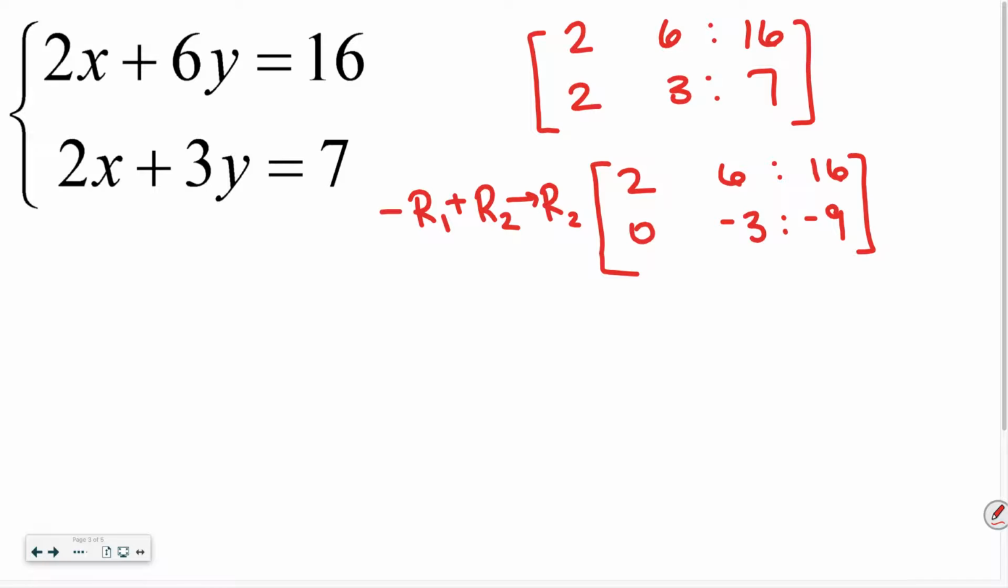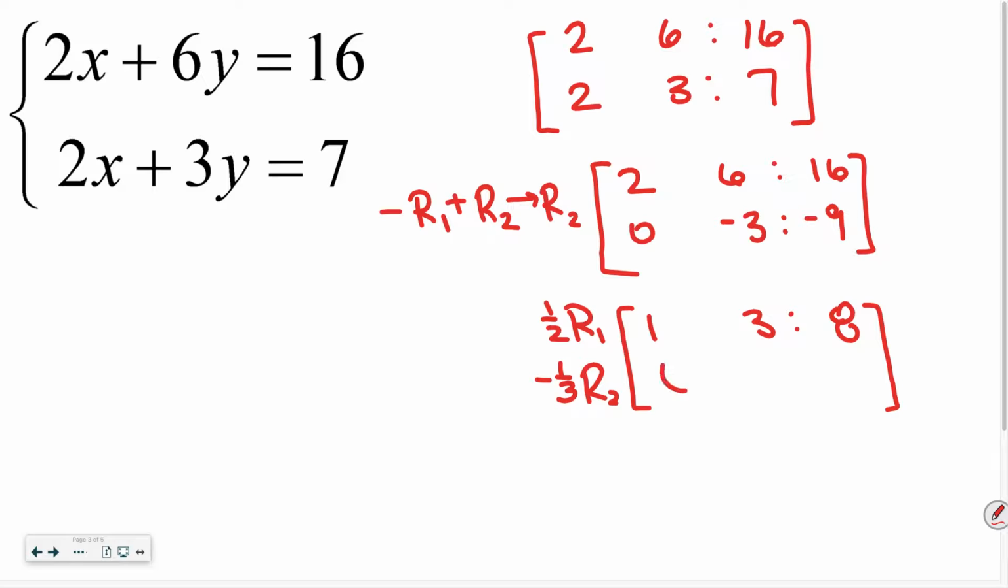Now, in order to get this into row echelon form, we're really close, aren't we? We need that first row to begin with a 1. We need the second row to be 0, 1. So watch this. What would we need to multiply the first row by? Row 1 can be multiplied by 1/2. Do you think that we could do that in the same step? I think so. I think that we can do that in the same step and be perfectly fine.